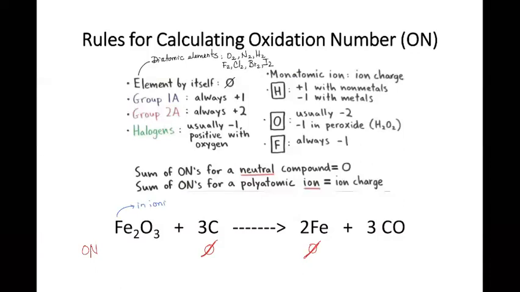In ionic compounds, the charge of the element equals the oxidation number. Okay. So again, in ionic compounds, the charge of the elements is going to be equal to the oxidation number. So in Fe2O3, what is the oxidation number for the iron?